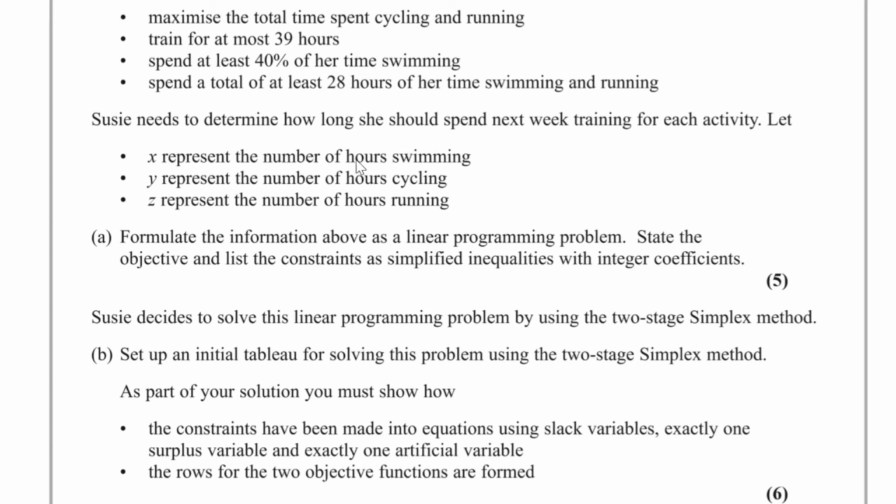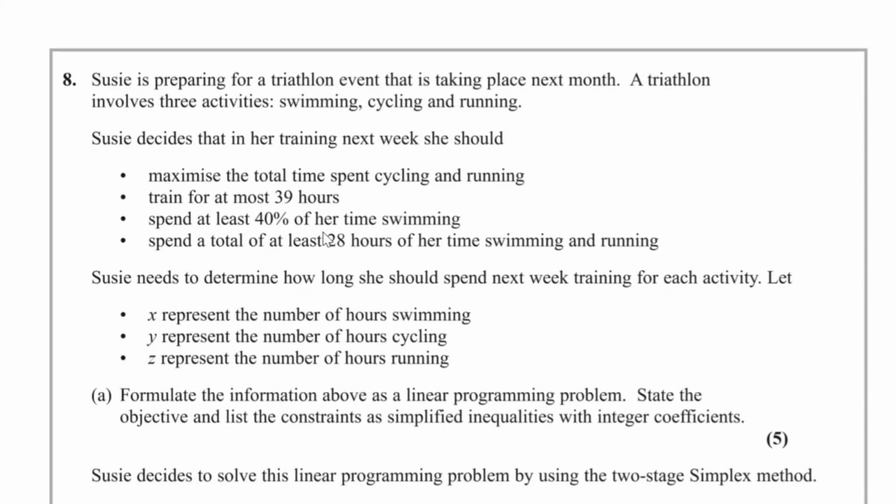We have to let x represent the number of hours swimming, y represent the number of hours cycling, and z represent the number of hours running. We have to, for part A, formulate the information above as a linear programming problem. We have to state the objective and list the constraints as simplified inequalities with integer coefficients. So, for part A, we have a maximizing problem, and what we need to do is maximize p equals y plus z. The reason for that is we need to maximize the total time spent cycling and running. Cycling is y, running is z.